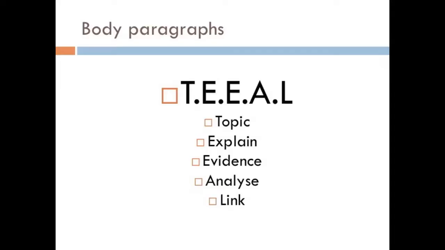Alright, so we said that our essay structure has to be TEAL, and this applies to the body paragraphs. TEAL is how you write your body paragraphs, and it's a little acronym. T stands for topic, E stands for explain, E stands for evidence, A stands for analyse, and L stands for link. These are the names of the sentences that make up the paragraphs in your body. We're going to go through these in some detail now, and break them down and see what each one is actually asking you to do.